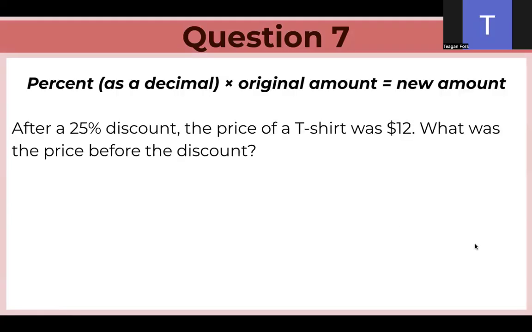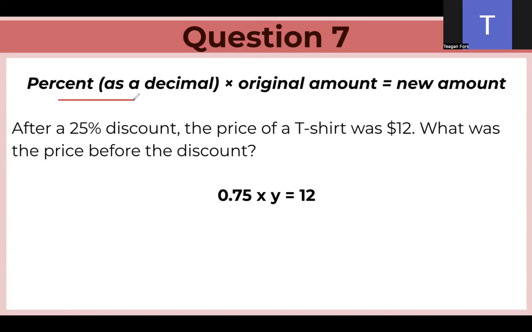All right, question 7. After a 25% discount, the price of a t-shirt was $12. What was the price before the discount? Try to write an equation for this problem. Here's what your equation looks like. Let's identify all the parts.